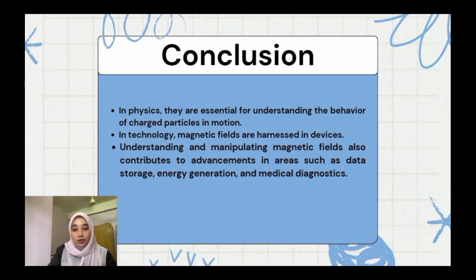Lastly, in conclusion, magnetic fields play an important role in natural phenomena and technological applications. In physics, they are essential for understanding the behavior of charged particles in motion, such as when we study electromagnetism. In technology, magnetic fields are harnessed in devices like electric motors and transformers. Understanding and manipulating magnetic fields also contributes to advancement in areas such as data storage, energy generation, and medical diagnosis.